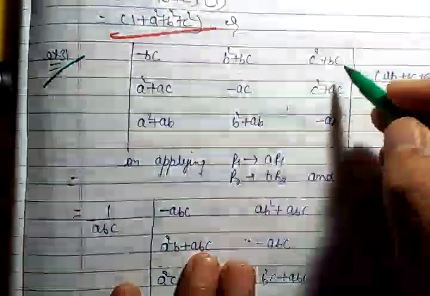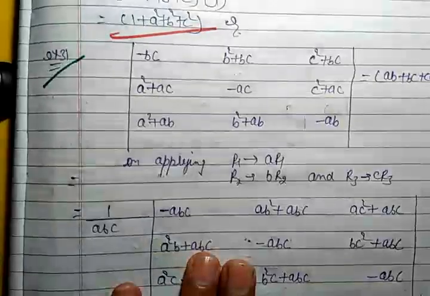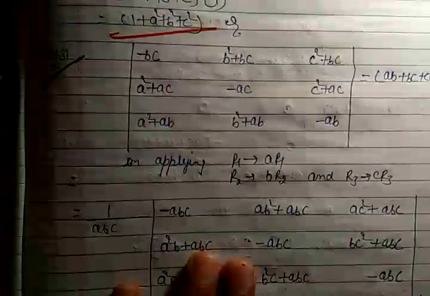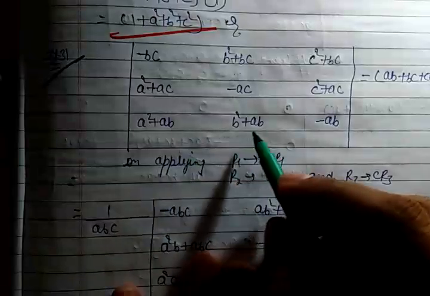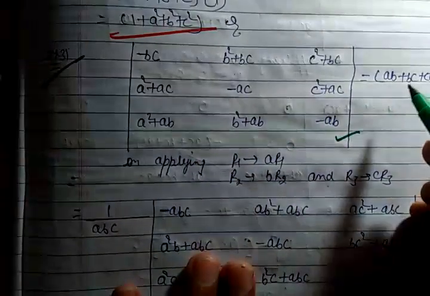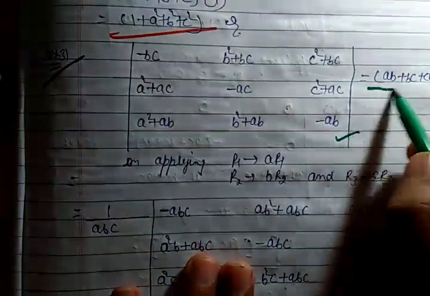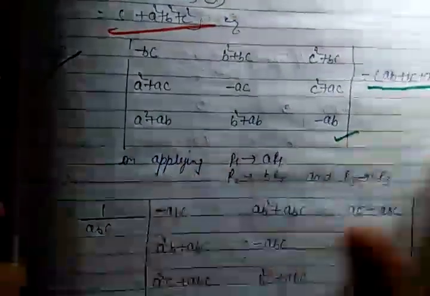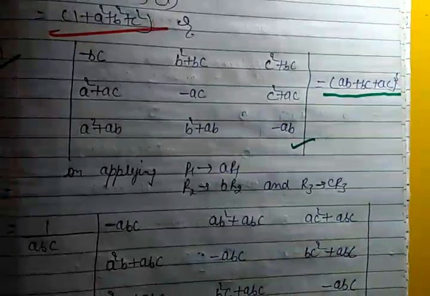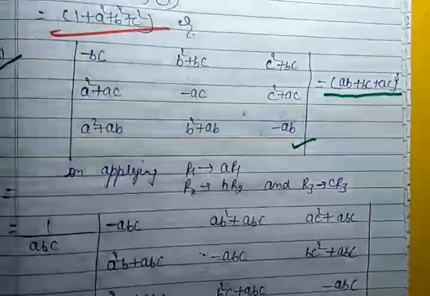The determinant is given: minus bc, b square plus bc, c square plus bc; a square plus ac, minus ac, c square plus ac; a square plus ab, b square plus ab, minus ab. You have to prove that it equals (ab plus bc plus ac) whole cube. Okay, you have to prove (ab plus bc plus ac) whole cube.